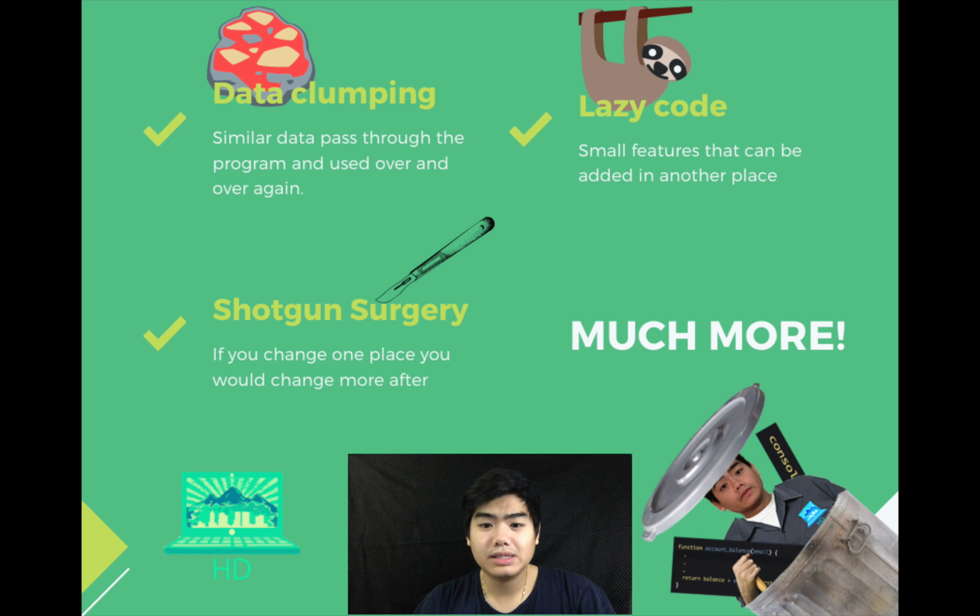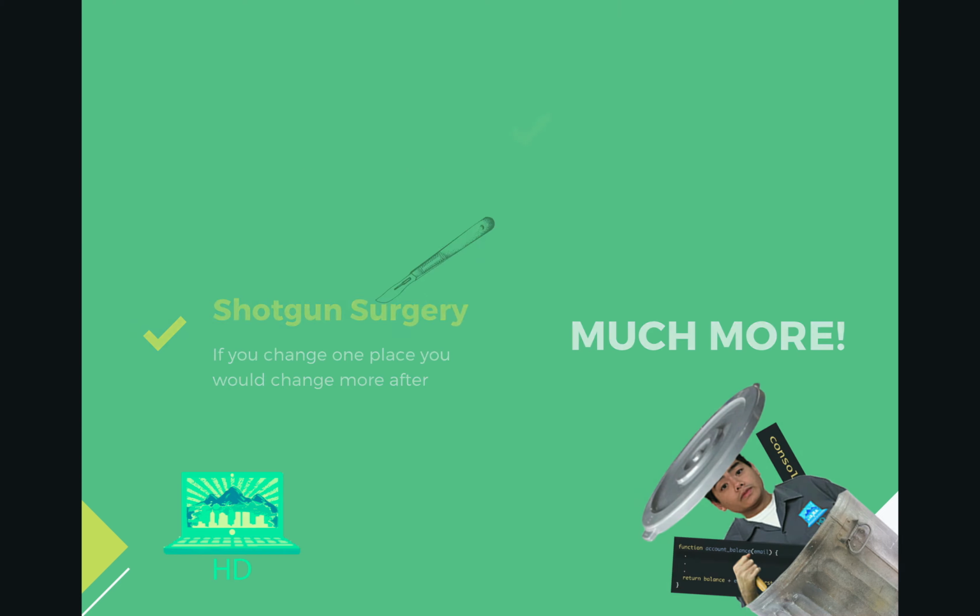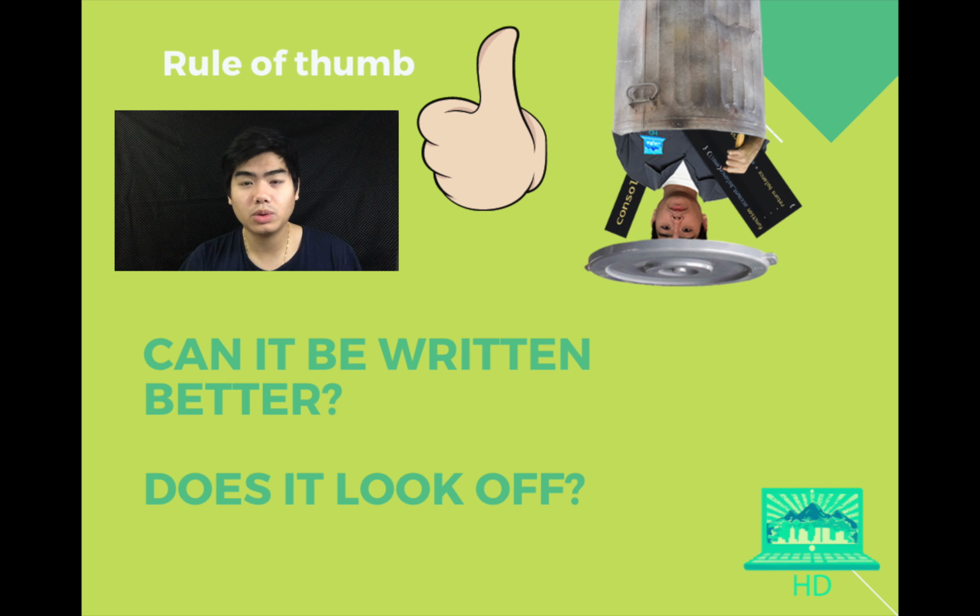But the main thing is that for you to recognize and take a look at your code and see if it smells, it just takes practice, right? I can list out so many other examples and ways your code smells, but ideally, if you want to learn what they are and, more importantly, how to fix them, the good thing is to practice it. Again, just remember the good rule of thumb: ask yourself, can this be written better? And does this look off? If either of those is yes, that means that your code smells.